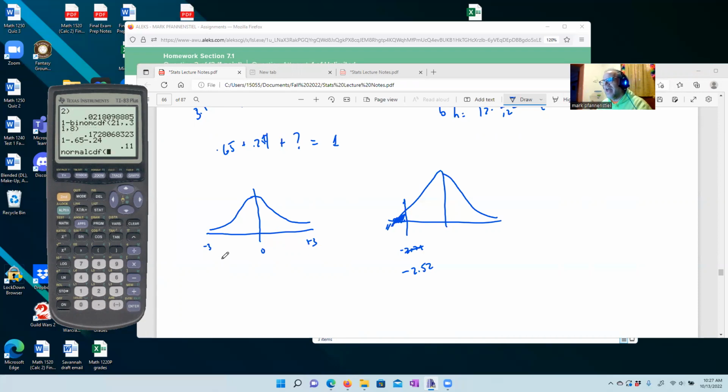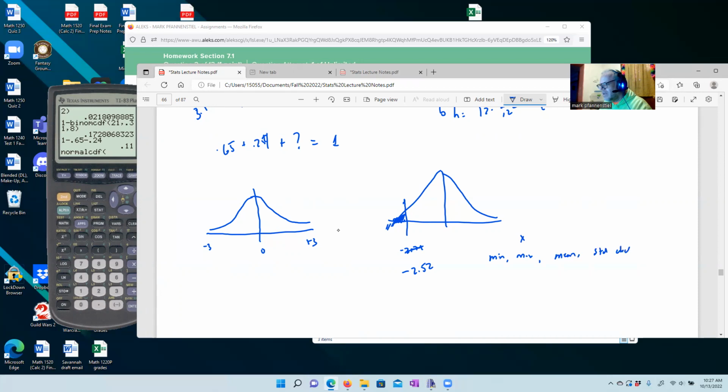Now they want a min, a max, a mean, and a standard deviation. So they want the min, max, this is the x value, and mean and standard deviation. For 7.1, the mean is always 0, and the standard deviation is always 1. This is for 7.1. For 7.2, that's going to change.